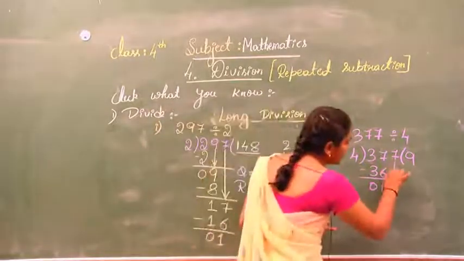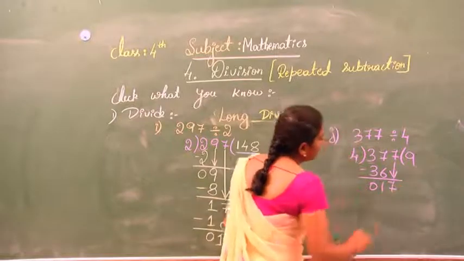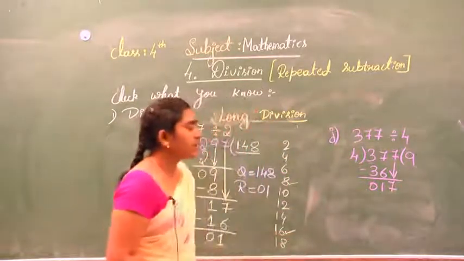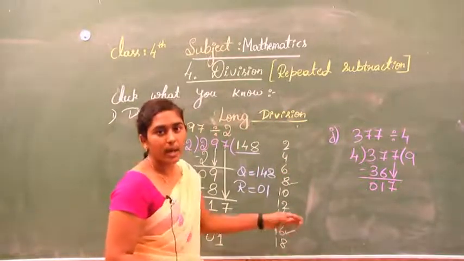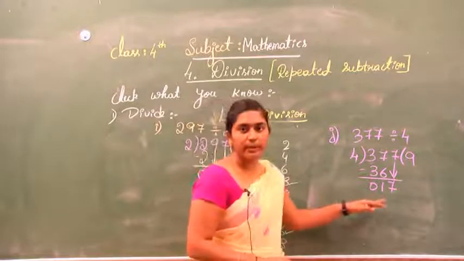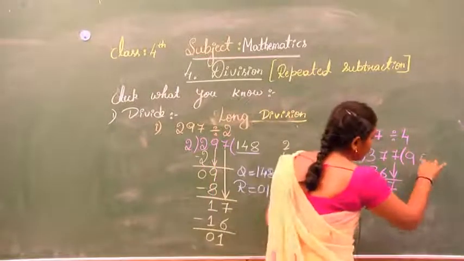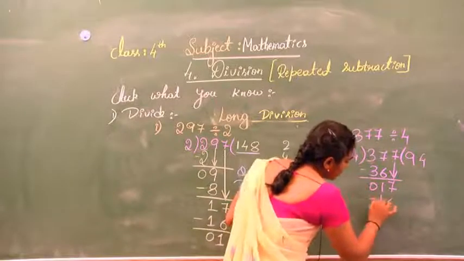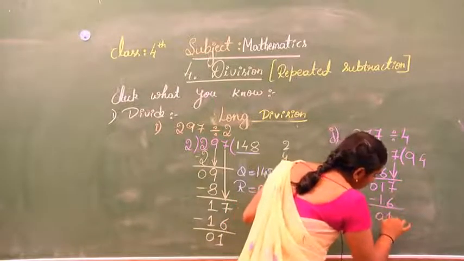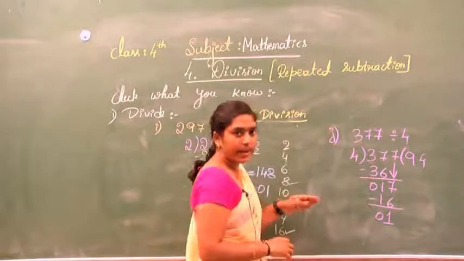Now taking the next number down, 17. Now tell me which table I should take. 4 how many is are? Which will be nearer to 17? 4. 4 fours are 16. So again you get 1 as a remainder.